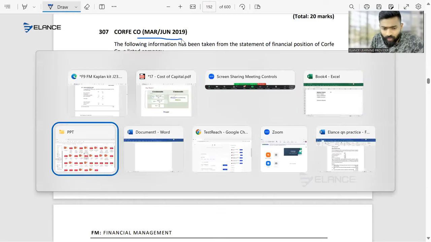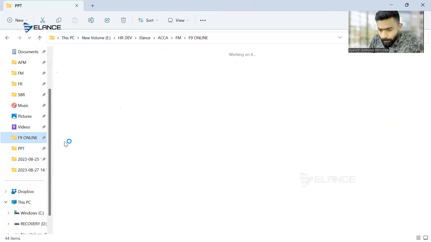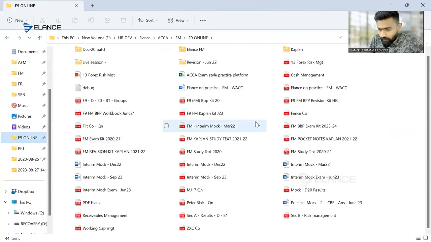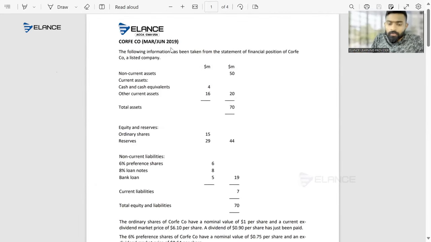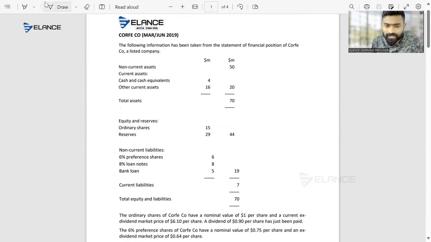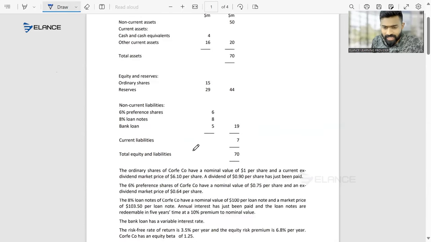Plus, I already shared a file with you in the group. Please do take that file. Where it is. Yeah, here it is. See, since this is a screenshot of the questions, we cannot copy paste from this file. Okay. So this is the coffee question. Questions start from here. It's a past exam question from March, June 2019.